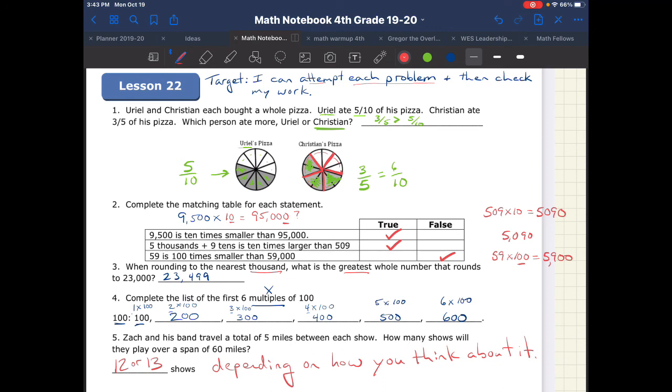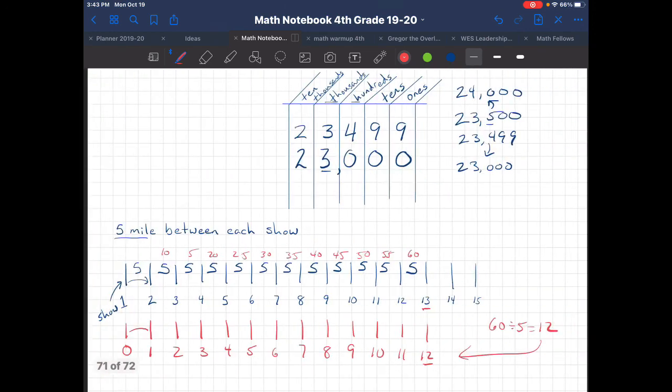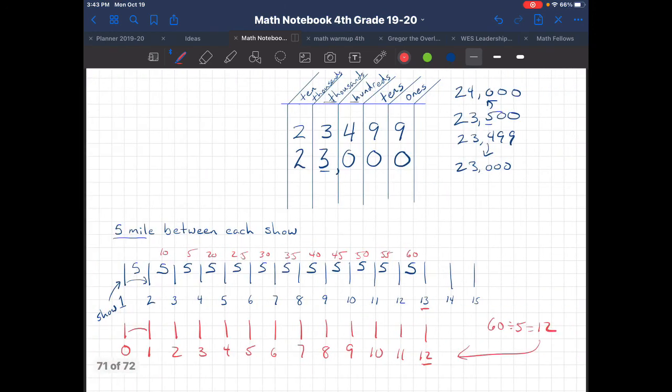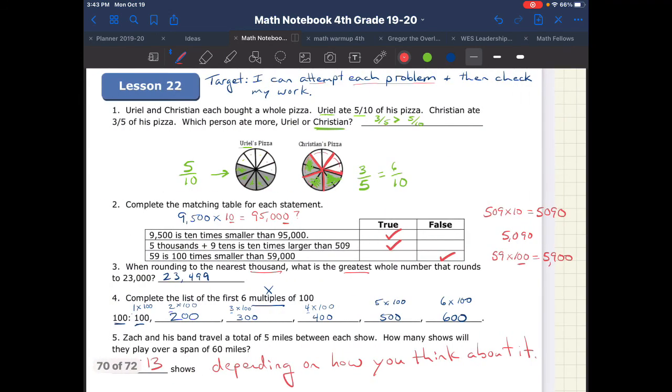Okay, you should have changed your answers and also written down the work we did here. So you should have all of this stuff written down. Everything I wrote, you should write too.